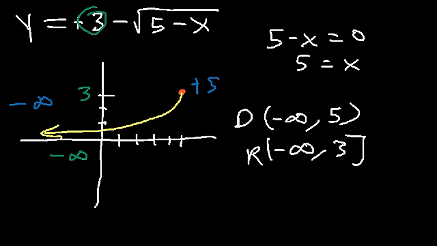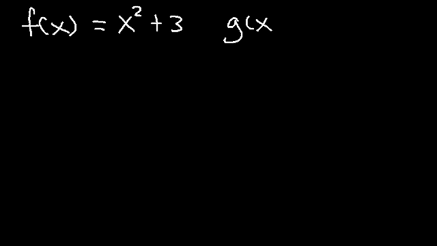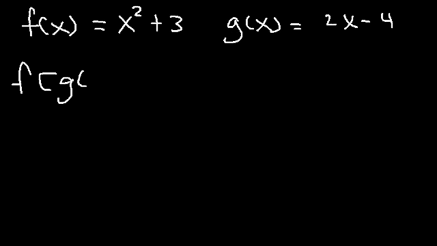So that covers radical and square root functions. But now let's move on to a new topic, that is the composition of functions. You'll see this in precalculus quite often. Let's say that f of x is x squared plus 3, and g of x is 2x minus 4. If you see something that looks like this, what would you do? Where g is inside of f. So this is known as a composite function, where a function is inside of another function.